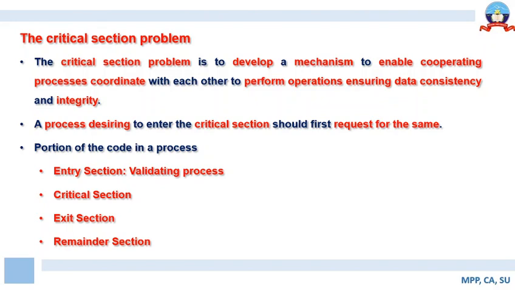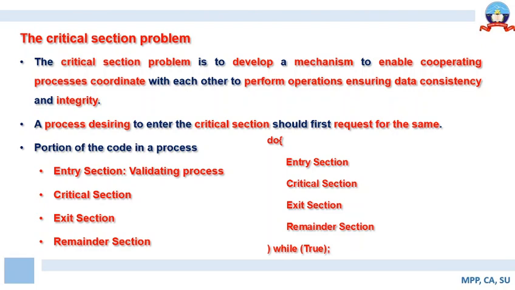So the entry section and exit section should work on the value of the semaphore to enable a business process to perform its critical section. The very organization of the code of a business process should be: first the entry section, which validates whether the process should be allowed to enter its critical section or not, then the critical section, then the exit section, and then the remainder section.